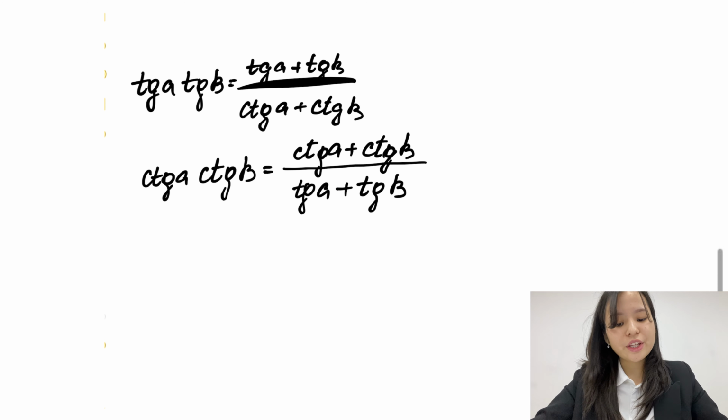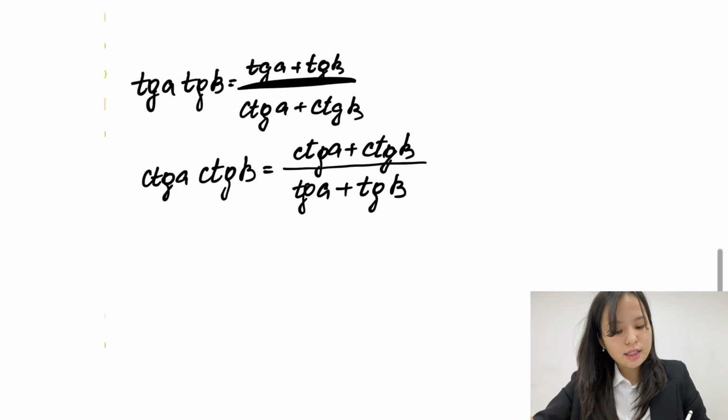The product of tangent A and tangent B is equal to tangent A plus tangent B divided by cotangent A plus cotangent B. The product of cotangent A and cotangent B is equal to cotangent A plus cotangent B divided by tangent A plus tangent B.